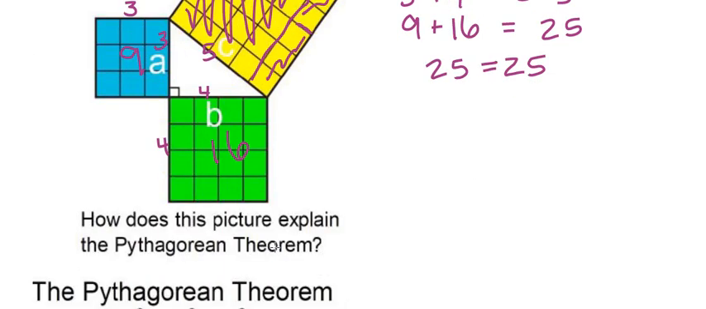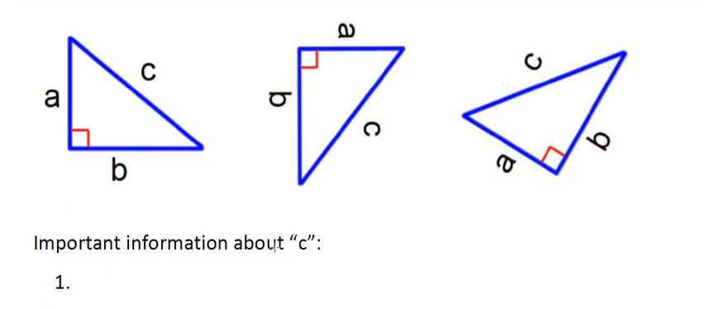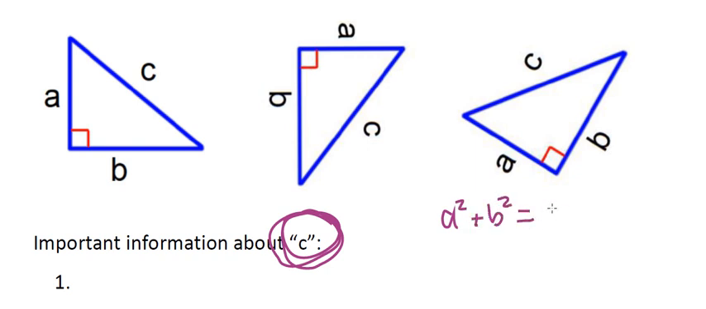So now that you've seen that, we're going to go look at how the Pythagorean theorem works. So again, some important things to note is that C is going to be the most important thing to identify because the formula says that A squared plus B squared is equal to C squared. So it's basically leg squared plus leg squared is equal to hypotenuse squared.